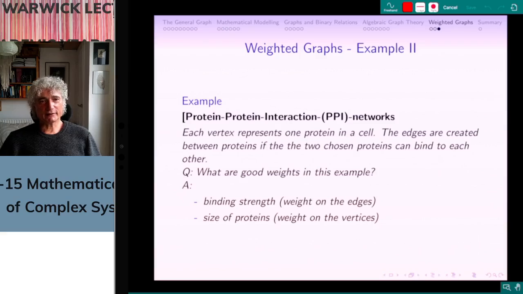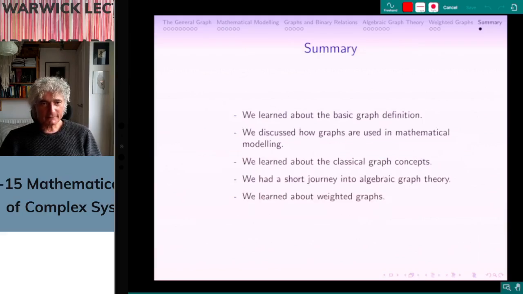Okay, and then the next question is, is there a useful weight for the proteins themselves, which are representing the vertices of this undirected graph? The answer is yes. It would, for example, be the size of the proteins, that is usually measured in kilodaltons. Okay, this brings me to the end of this lecture.